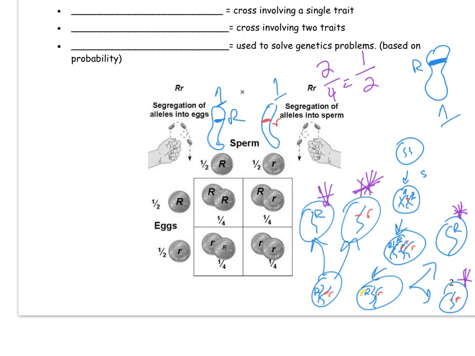And the same thing goes for your mom, for your eggs, right? Your mom could give you a chromosome number 1 with a big R. These are all chromosome number 1s. Or, I'm sorry, this should have been a little r. So mom could give you a chromosome number 1 that has a little r, or she could give you a chromosome number 1 that has a big R.